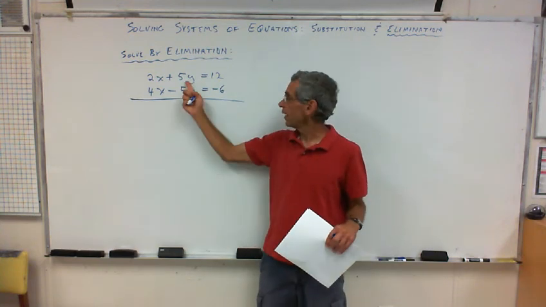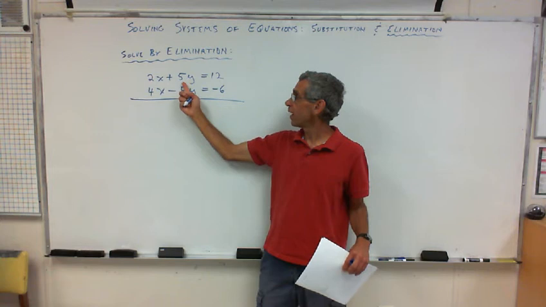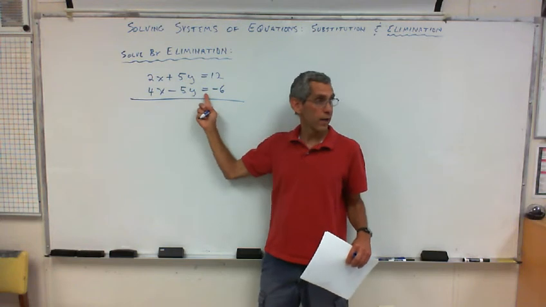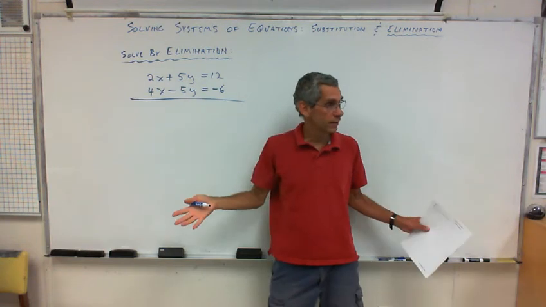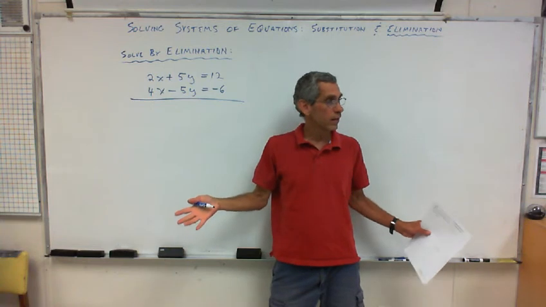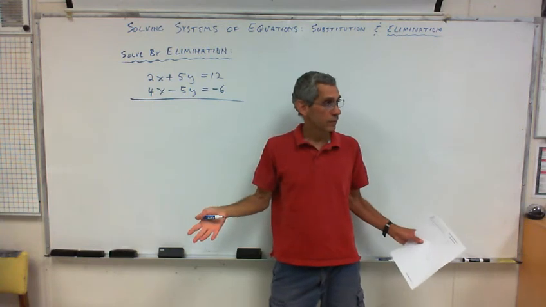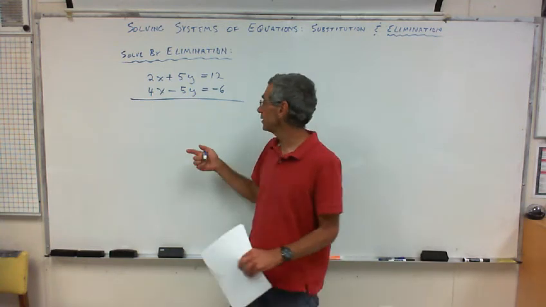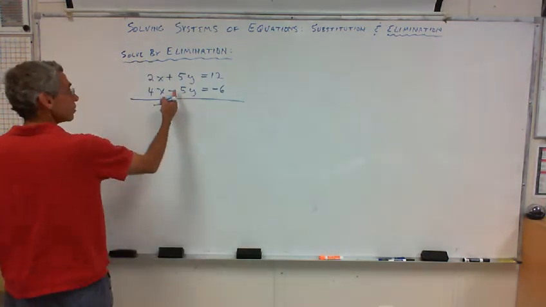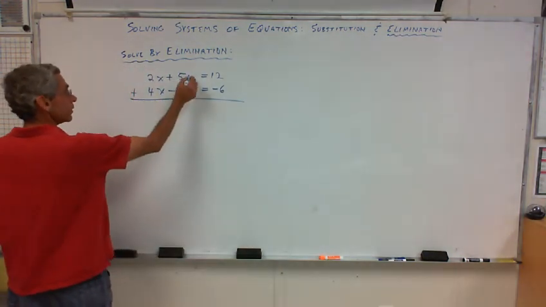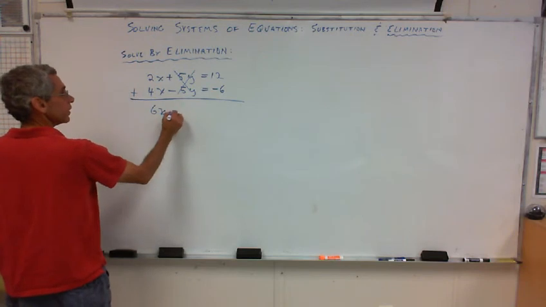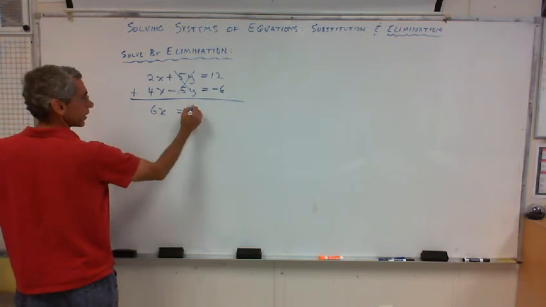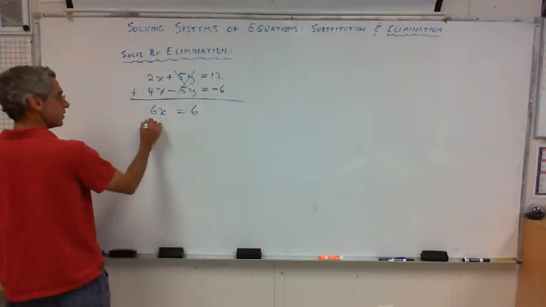But over here, I have positive 5y and minus 5y. If I added those together, they'd cross out. They'd disappear completely, and then all I'd have left is x's. And it works. It's amazing. It's miraculous, in my opinion. So if I add these 2 together, those cross out, and I now have 6x is equal to 6. Look how fast that was.